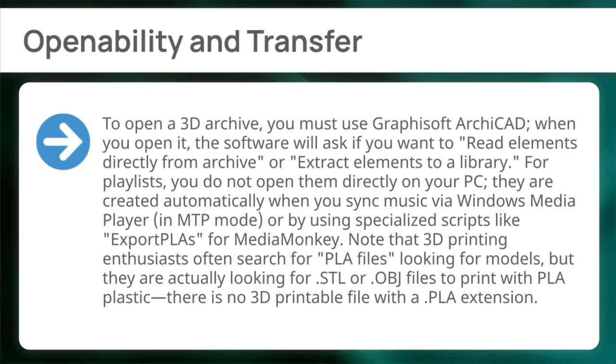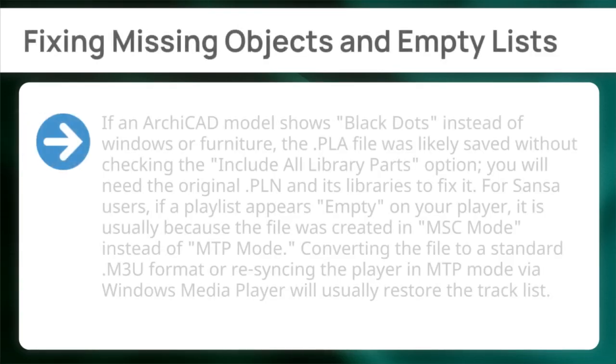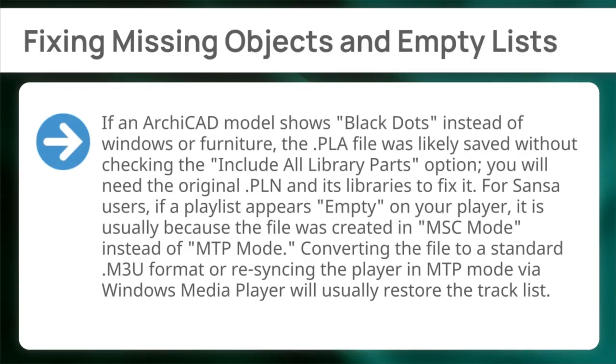Note that 3D printing enthusiasts often search for PLA files looking for models, but they are actually looking for .stl or .obj files to print with PLA plastic. There is no 3D printable file with a PLA extension. Finally, fixing missing objects and empty lists. If an ArchiCAD model shows black dots instead of windows or furniture, the PLA file was likely saved without checking the Include All Library Parts option. You will need the original PLN and its libraries to fix it.